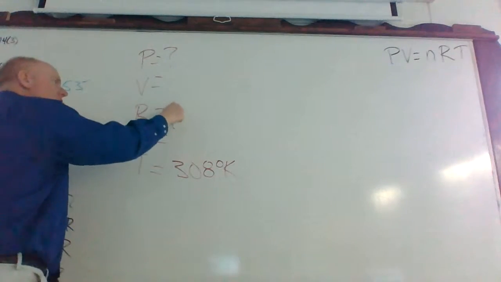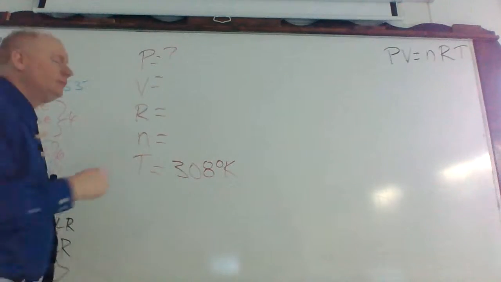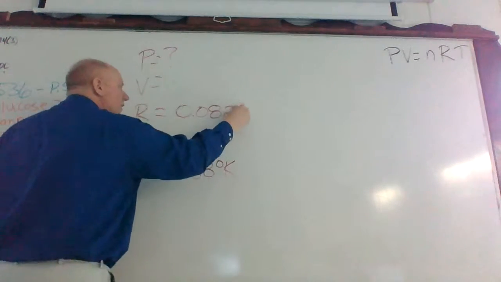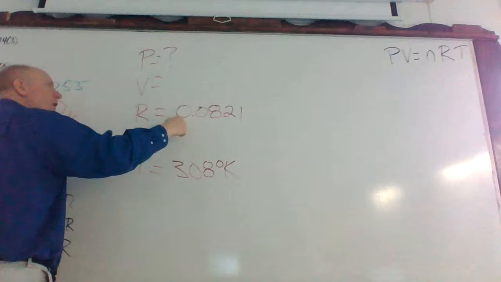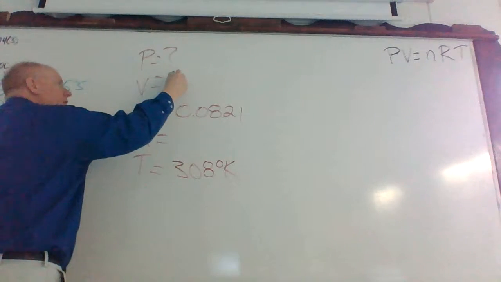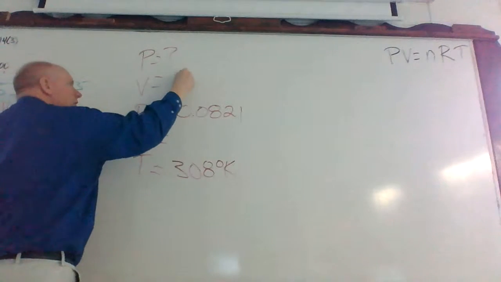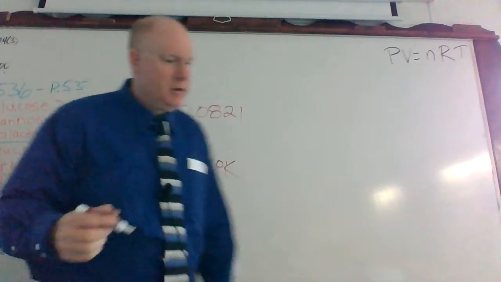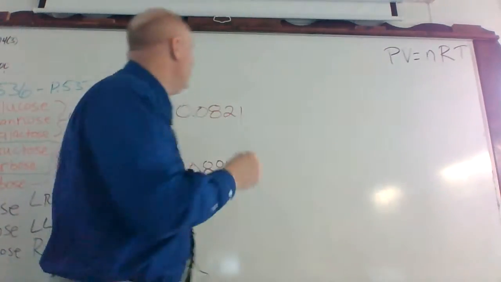Okay, so what's R then? 0.0821. It's always going to be that value. Okay, what's volume then? 4.08 liters.